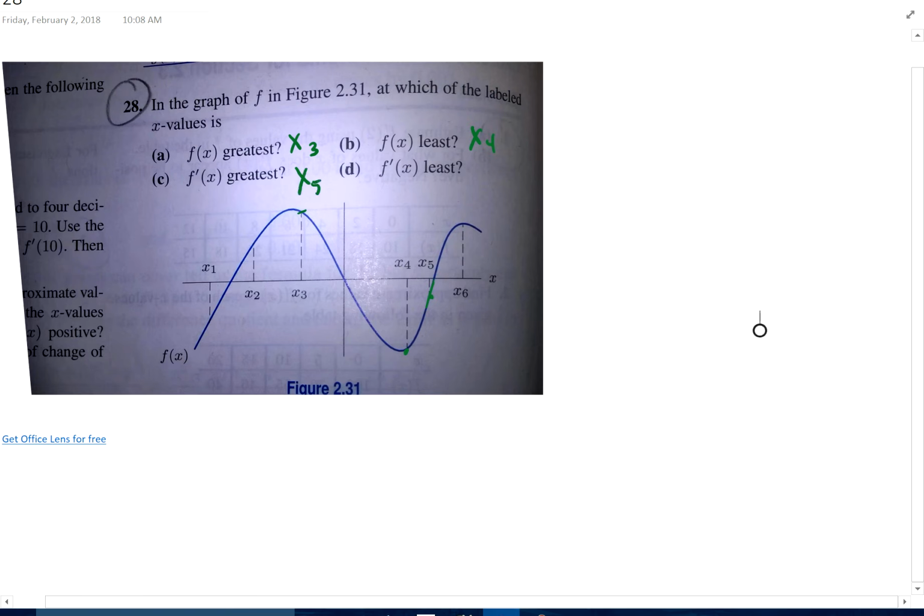Where is f prime the least? Now when we say least, that doesn't mean closest to 0. That means the biggest negative. And the biggest negative would be, oh, we don't have any, I guess we do. There we go. That one right there is negative. Every other one is 0 or positive, isn't it? So it's going to be x sub 3. Alright, so when you're talking derivatives, we're thinking slopes. When we're talking function values, we're talking y values. Alright, there we go.